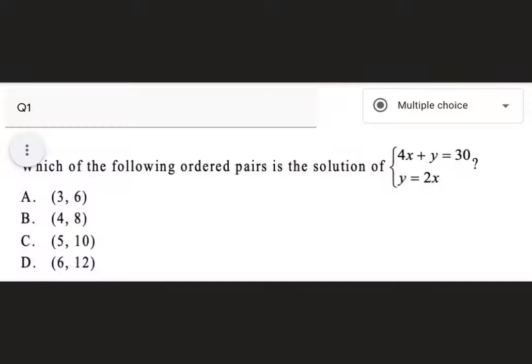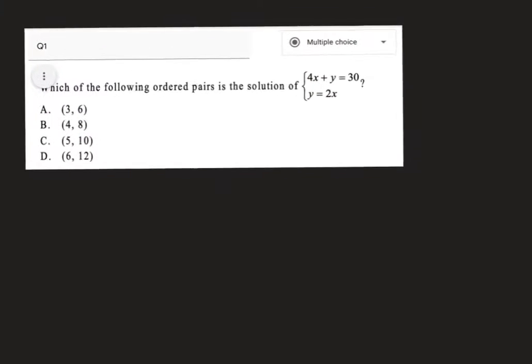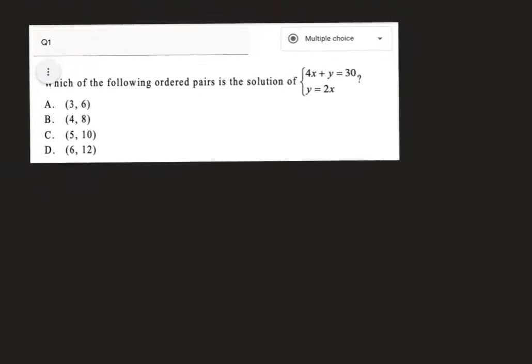Let's go through some of the questions of Cycle 4a together. The first question, this one. How to do this question? Actually, it's easy. Which of the following pair is the solution for these simultaneous equations?